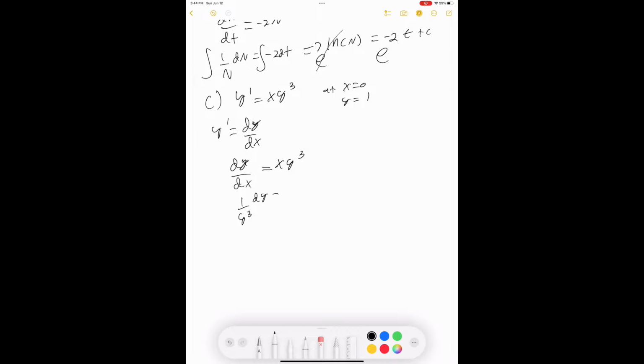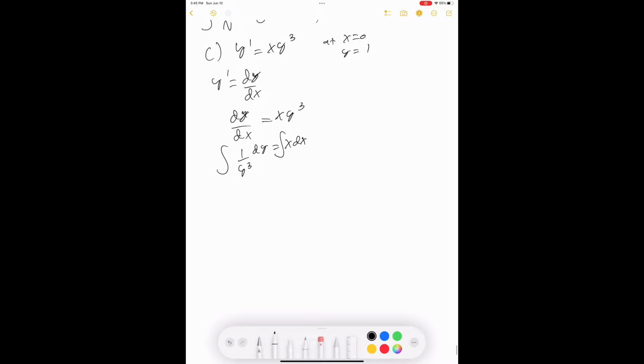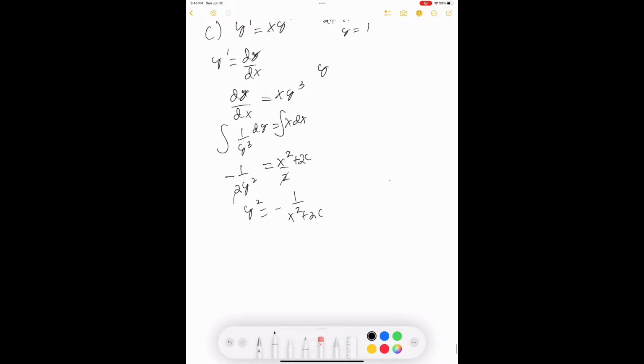We're going to have to get those y terms and those x terms together, and then we're going to be integrating, right? So the integral of 1 over y cubed is negative 1 over 2y squared. The integral of x is going to be x squared over 2, and we're going to have to add a plus c over there as well for the constant of integration, right? We can cancel out those 2's and add a 2 to c, and then we're going to take the negative inverse, which would give us negative 1 over x squared plus 2c, right? Taking the square root of that, we're going to get negative 1 over x squared plus 2c, all that in a square root.